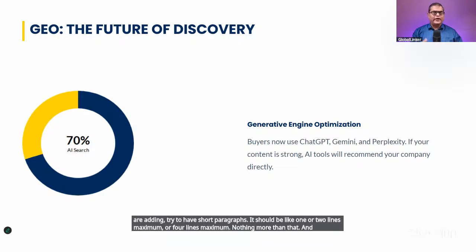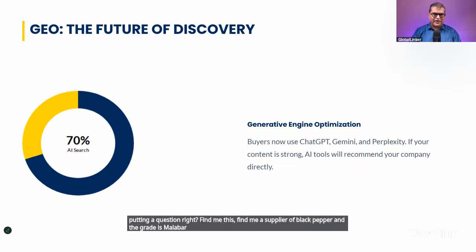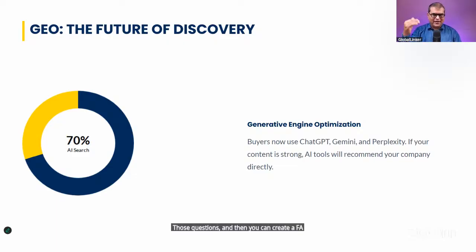And then bullet points, FAQs, because generally when we are interacting with AI, we are putting a question, right? Find me a supplier of black pepper, and the type is Malabar and grade is M1, right? So that kind of question I will be asking. Now, this is where again you'll have to put in some effort, try to understand what those questions are, and then you can create a FAQ page with all those questions.